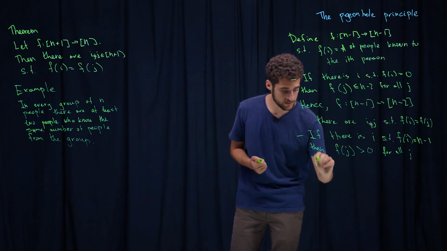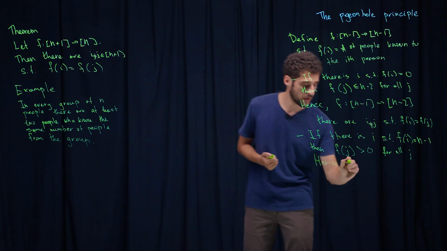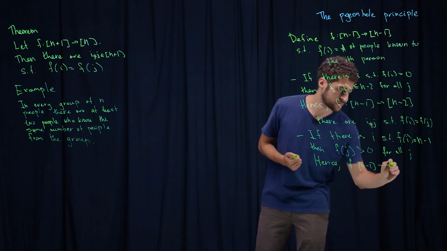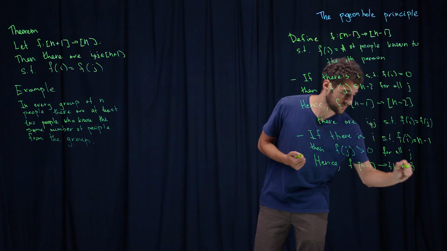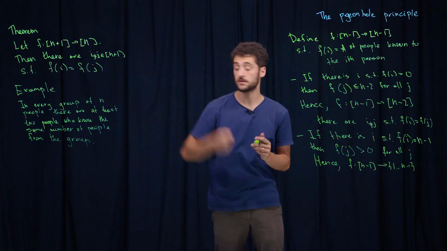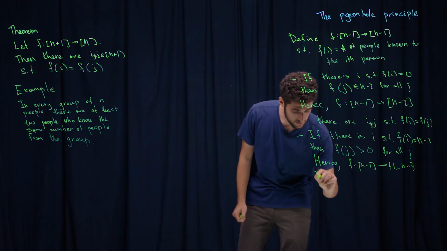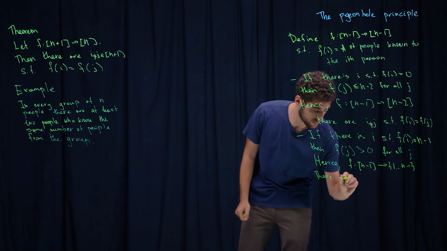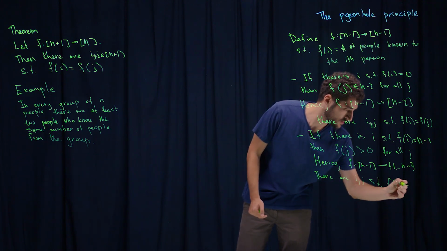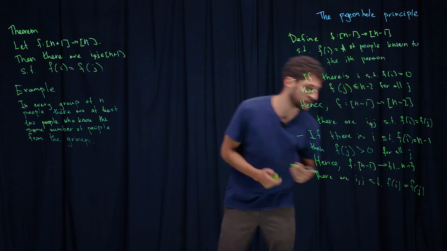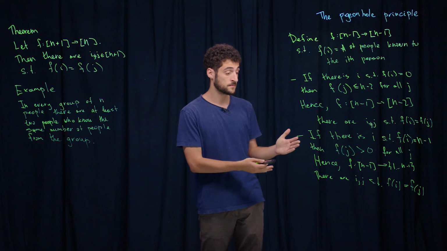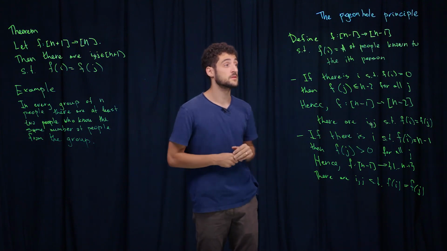So hence, f is a function from n people to the numbers from 1 to n minus 1. And note that this set has n minus 1 elements. So by this theorem, there are i and j such that f of i is equal to f of j. And it means that the ith person knows exactly the same number of people as the jth person. And it finishes the proof of the statement.